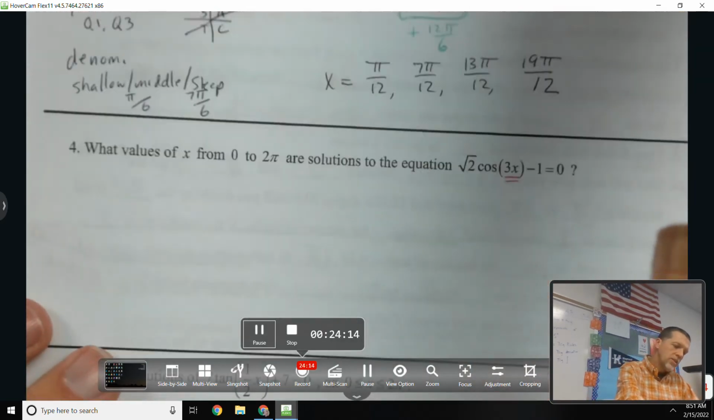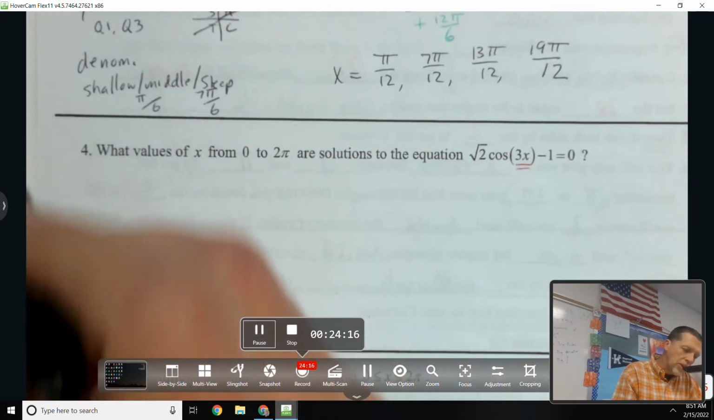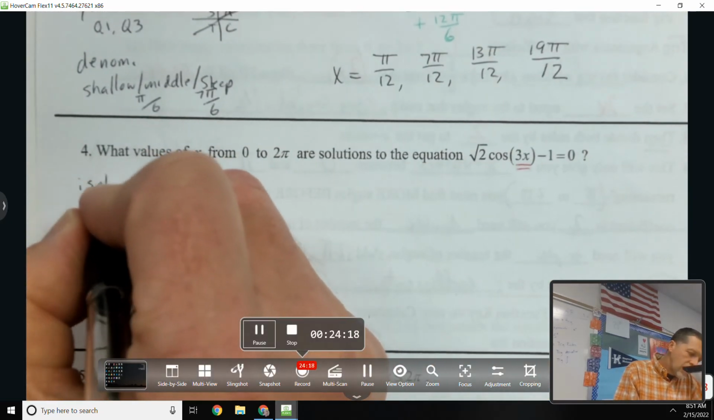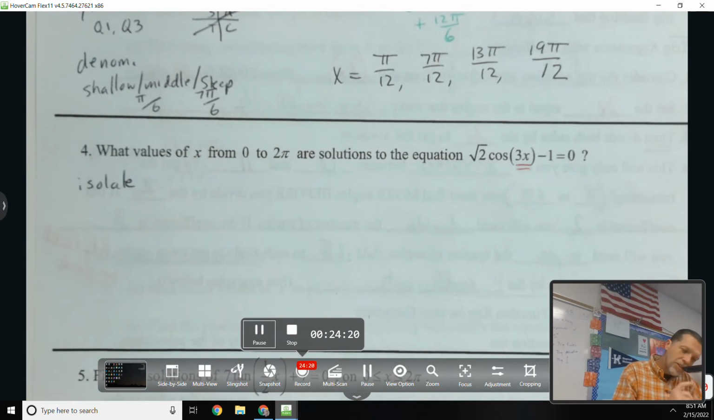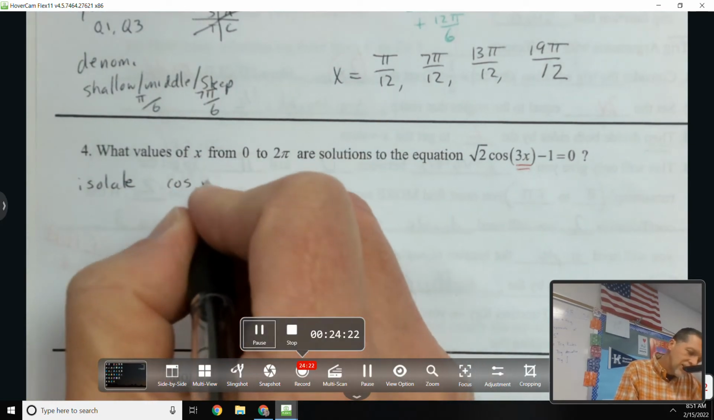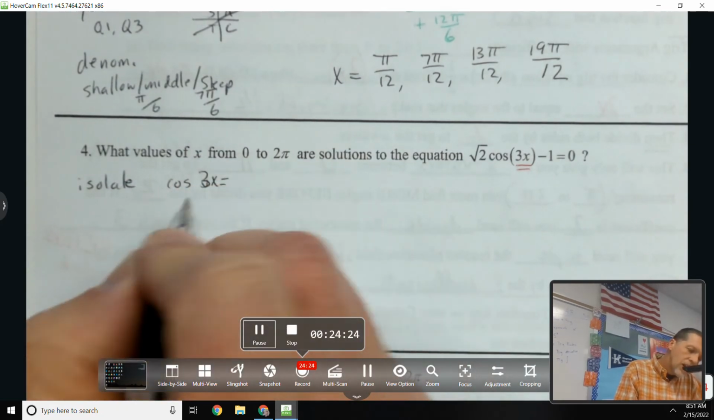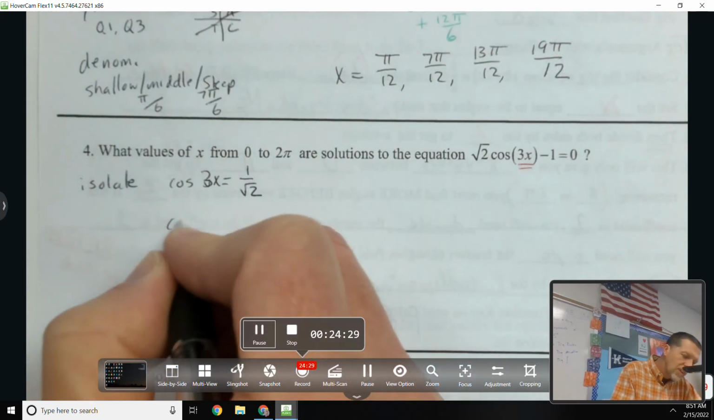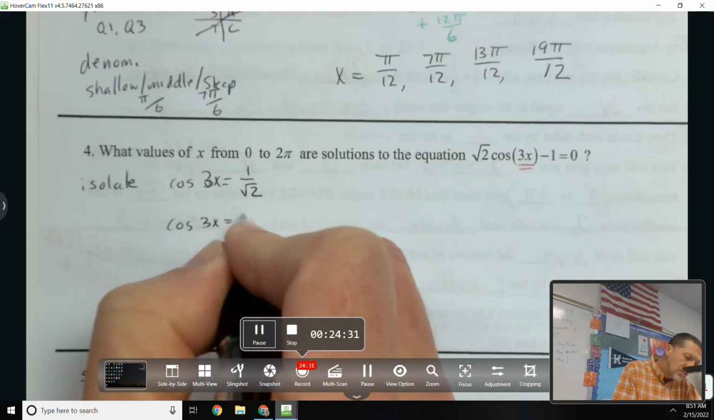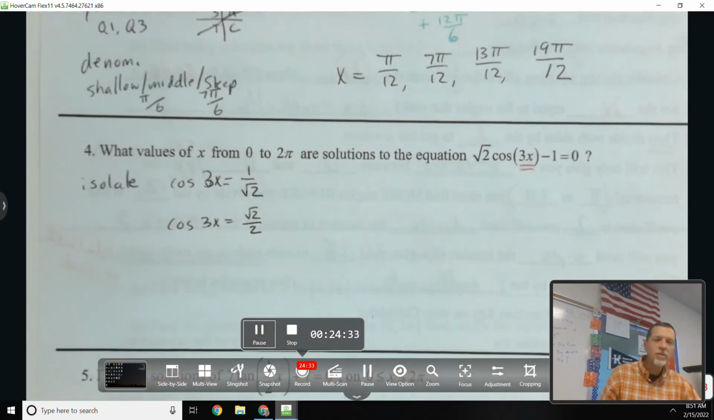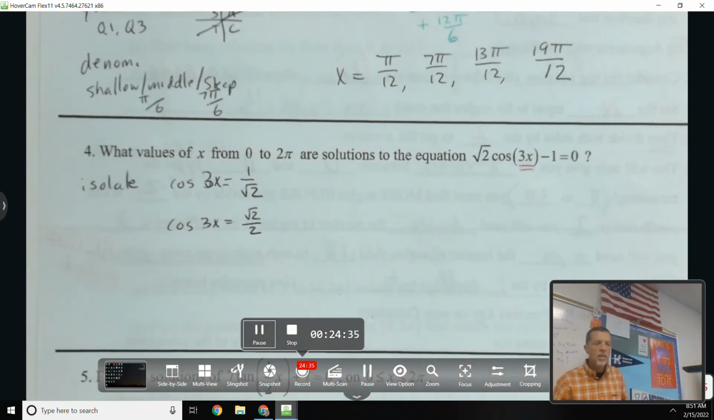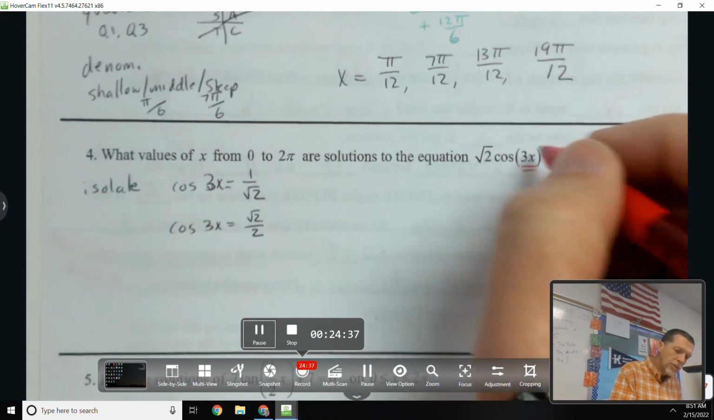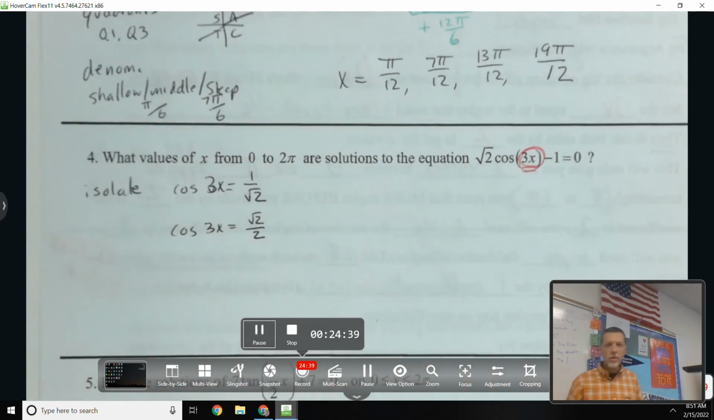Let's try number 4. Now we got a 3 in there. First 3 steps are the same though. Isolate. Oh, and I guess fix it maybe. So it looks like a unit circle value. Root 2 over 2. I'm definitely worried about the 3, but I'm going to hold off the 3 till the end.